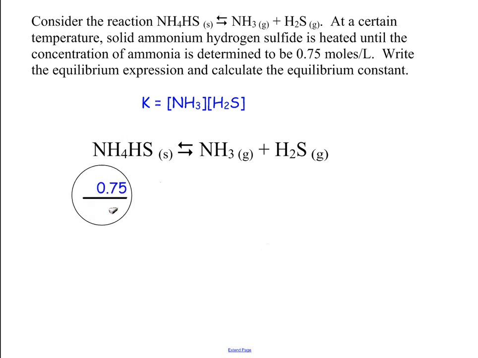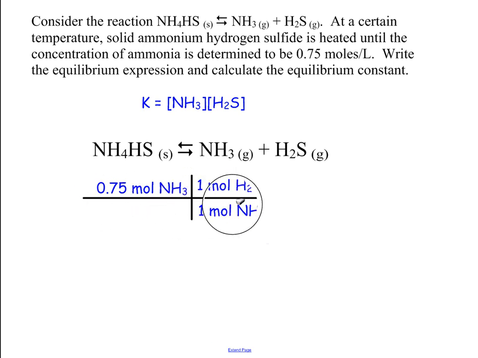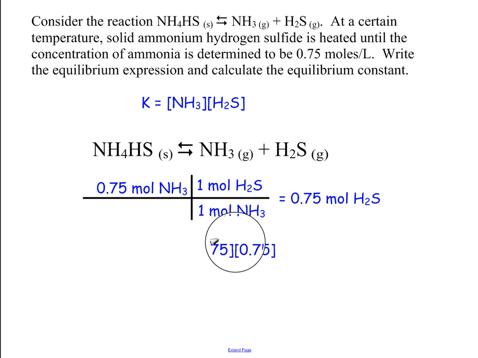So, according to stoichiometry, if I make 0.75 moles of ammonia, and they're in a 1-to-1 ratio, I have to also be making 0.75 moles of hydrogen sulfide. So now I have 0.75 moles of each. Now it's a pretty easy calculation. That one shows up on the AP test every once in a while. That's a toughie.